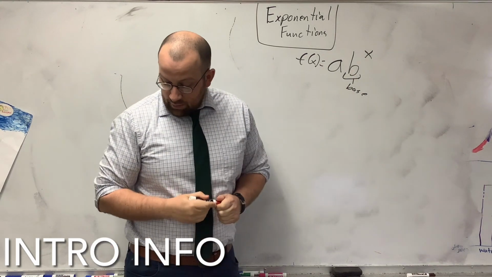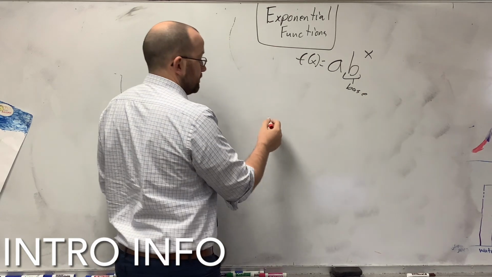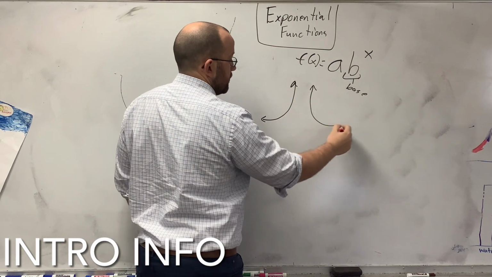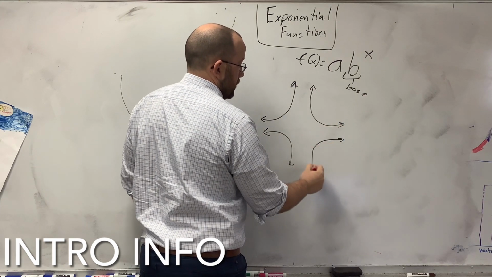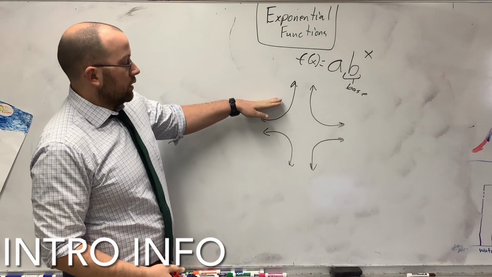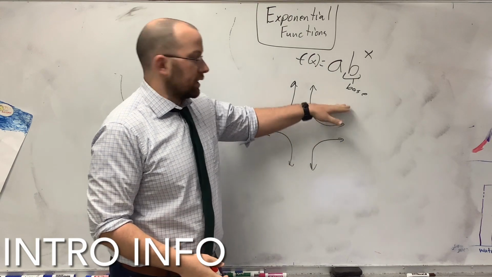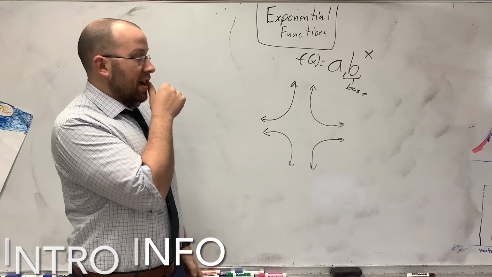So the graph makes a curved line. Maybe like this, this, or this. It's just a curved line. You have exponential growth and exponential decay.